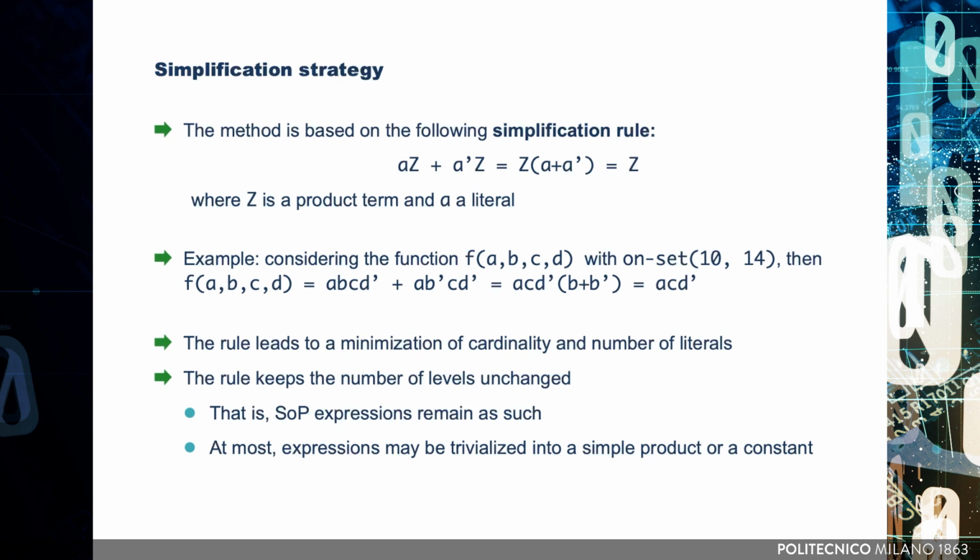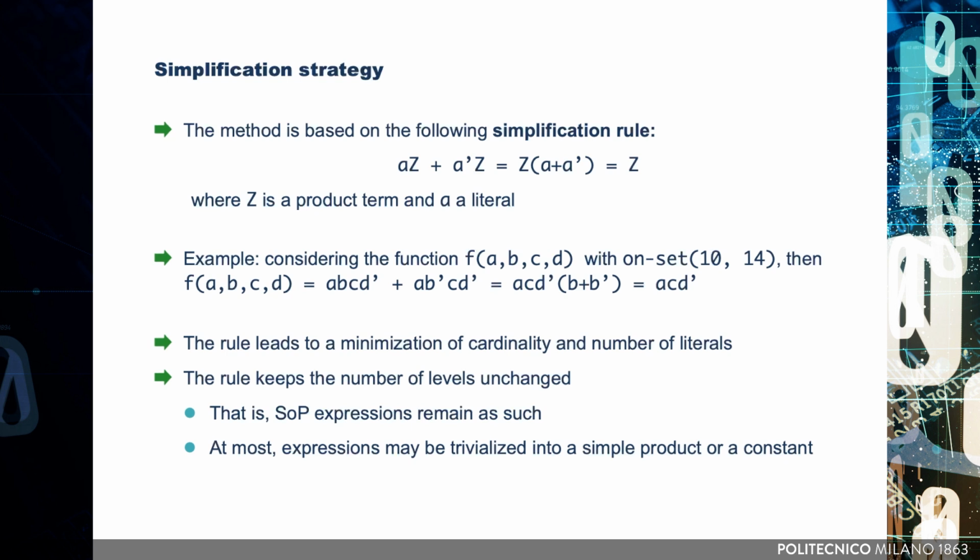To give an example, let's consider a function with 4 variables and an onset composed of 10 and 14. The first canonical form is thus A, B, C, not D, or A, not B, C, not D. Between the two product terms, we can factor out A, C, not D, which multiplies B or not B, which is equal to 1. Therefore, the final expression is A, C, not D.